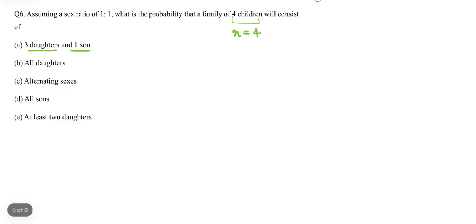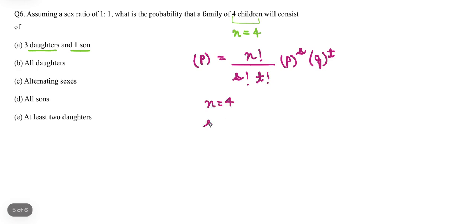It is so because the question solving becomes way too easy. So we know according to the binomial theorem it is n factorial upon s factorial t factorial, then p to the power s and q to the power t. Now n is the total number of events. Here n turns out to be 4. Now what is s? s is the frequency of one event. So for the daughter's event it is 3, and t is the frequency of another event, which is 1.